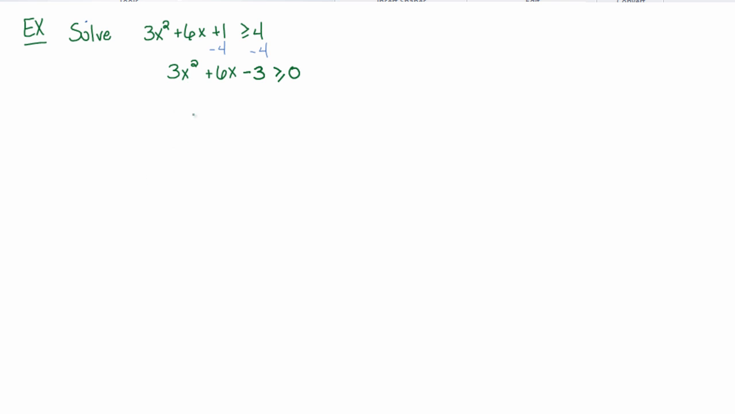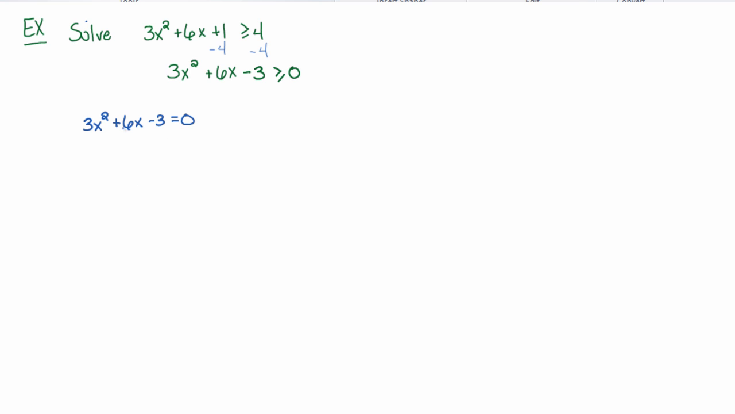And now I will say, you know what? I know that I could solve this quadratic if it were an equation. So let me go ahead and rewrite that as an equation. I'll do this in a different color. I'll say that's 3x squared plus 6x minus 3. Let's solve this equation first.